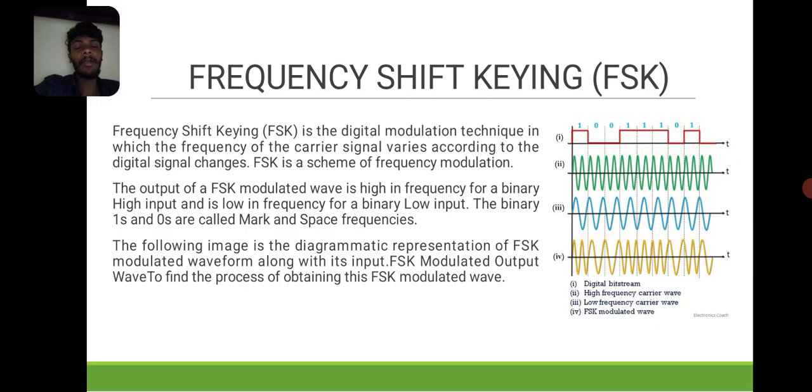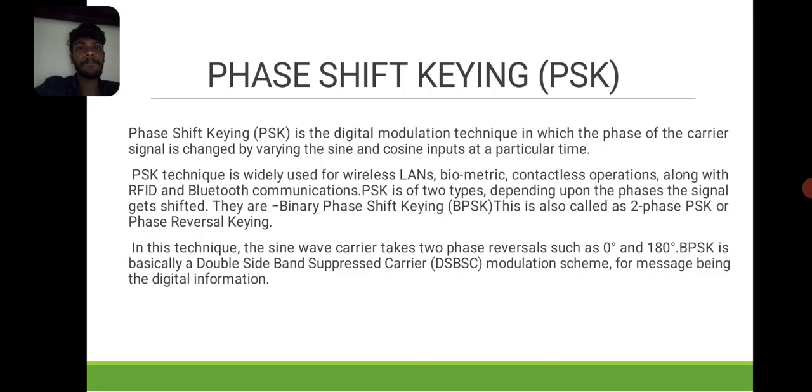The following image is the diagrammatic representation of the FSK modulation waveform, along with the input and the FSK modulated output wave, showing the process of obtaining the FSK modulated wave. Digital bit stream, high frequency carrier wave, low frequency carrier wave, and FSK modulated wave are the four waveforms.